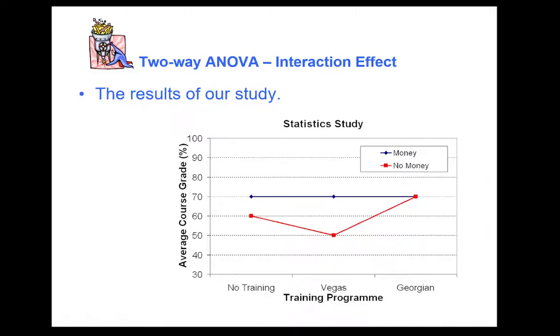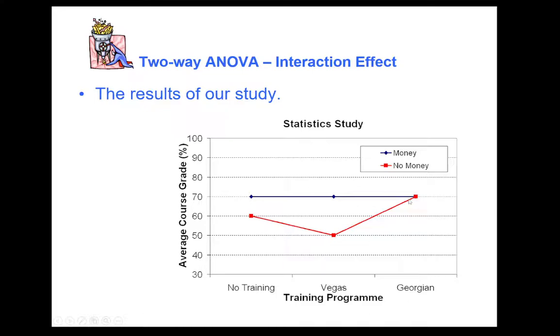So the blue line is basically a flat line. But now when I look at the people who received no financial incentive at all, so they had no additional motivation, the mean for the no training, those 5 that received no training and no money, was 60. No money Vegas group, those 5 students, the mean was 50. Oh, that was brutal. And then for the Georgian group who received no money, the mean was 70.